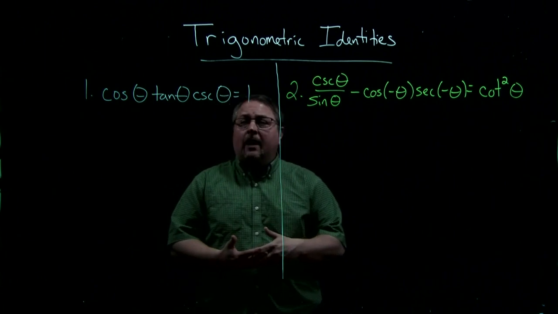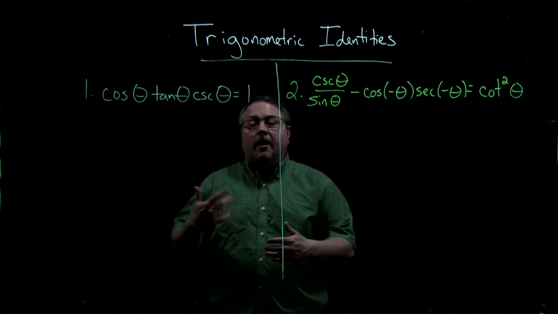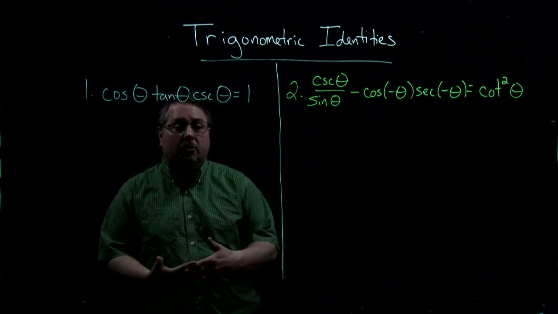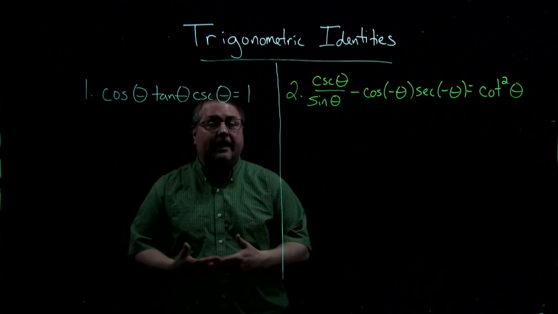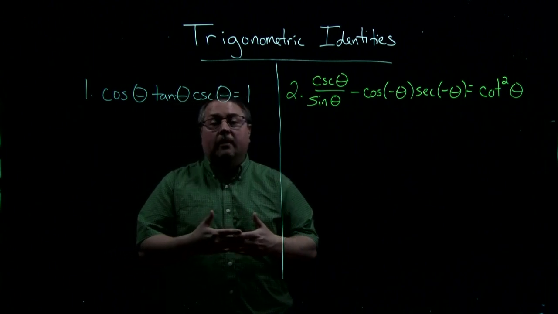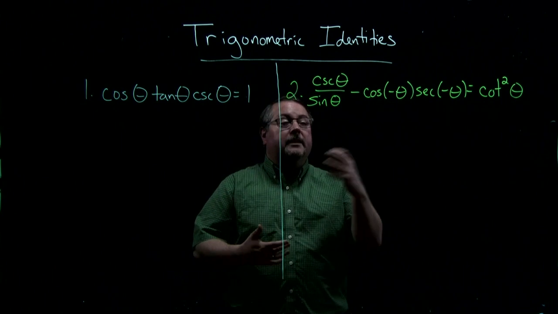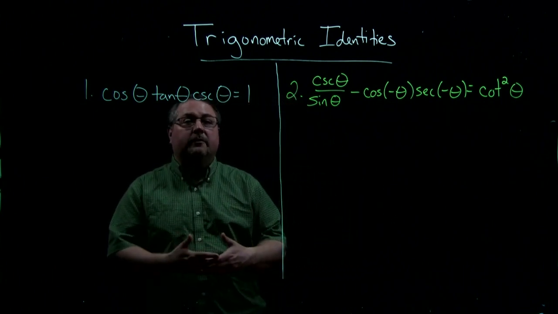And the main tools that we'll have are the identities that we already know about sine, cosine, tangent, secant, cosecant, and cotangent. So we have our reciprocal identities, we have our Pythagorean identities, we have our quotient identities, we have our cofunction identities, we have our even and odd properties. So we have some things that we already know about these trig functions.